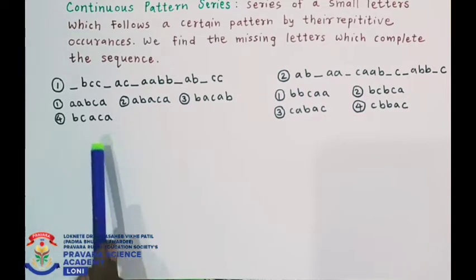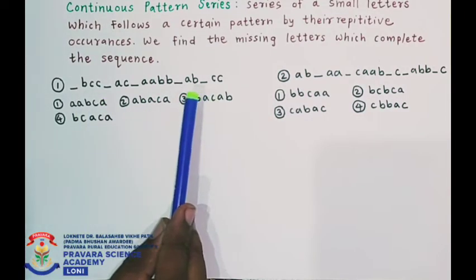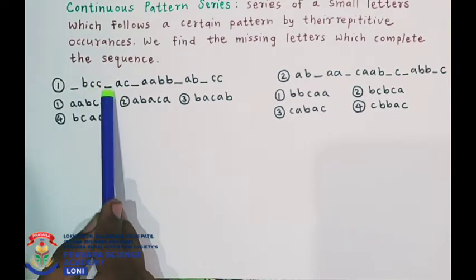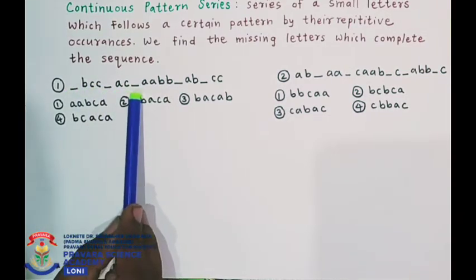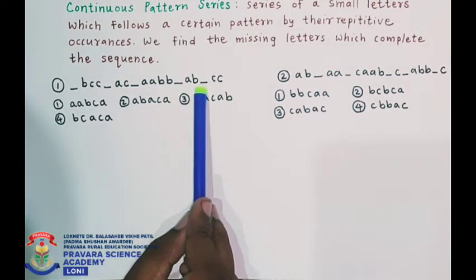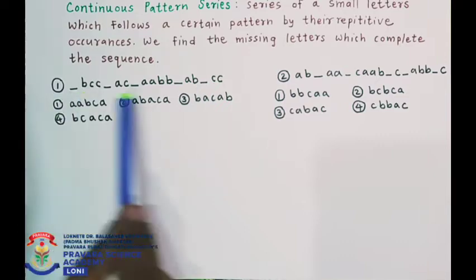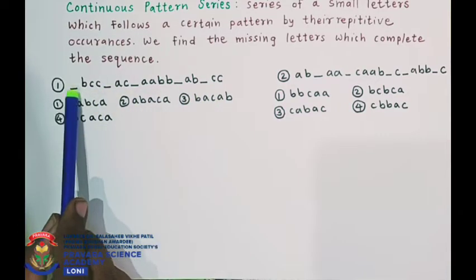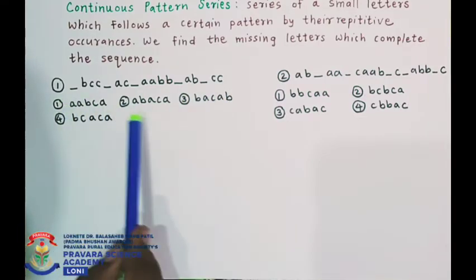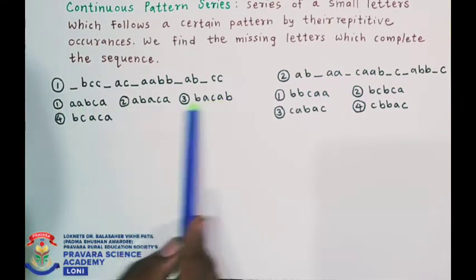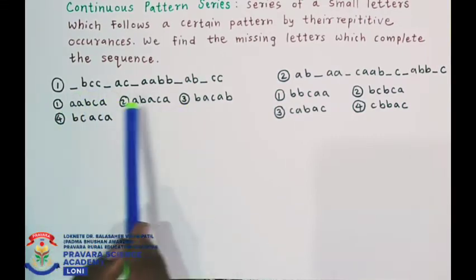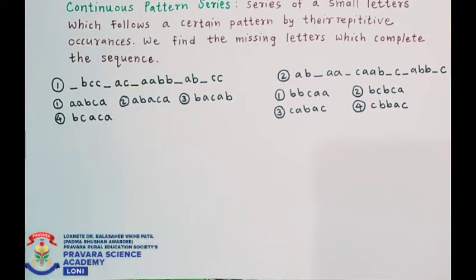You can see a series is given of small letters: blank space BCC, blank space AC, blank space AABB, blank space AB, blank space CC. And you can see there are 5 blank spaces, and 4 options are given with 5 letters each. So which option will be correct to complete this series?